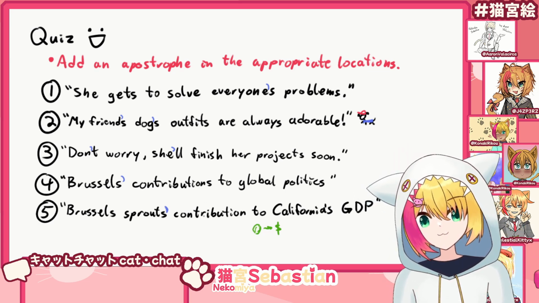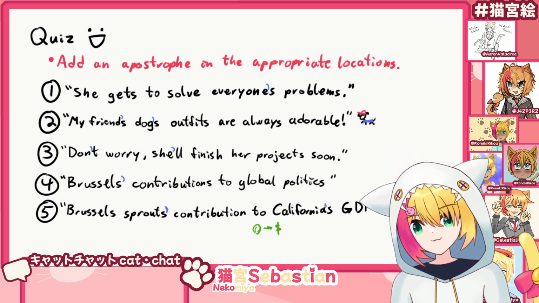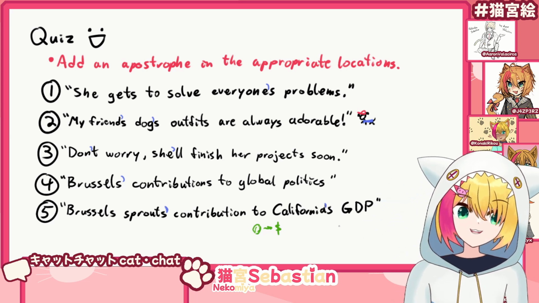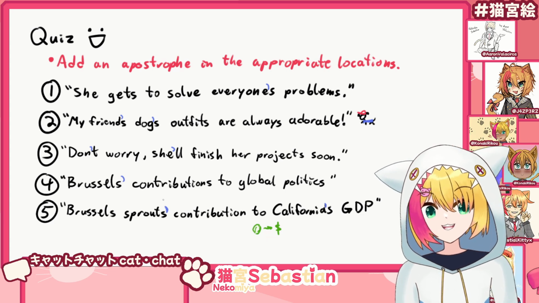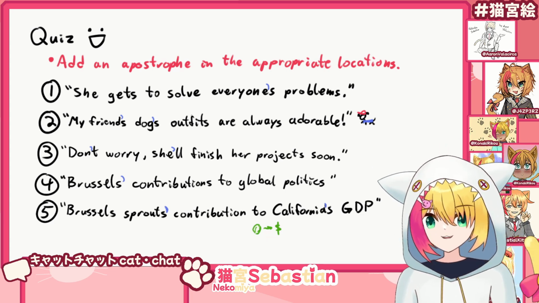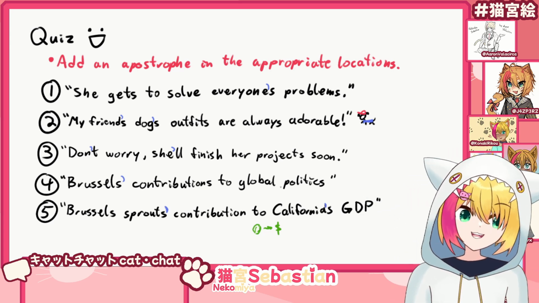Oh, I already put that there. Well, California's GDP, my bad. Well, you got a freebie there. Nice. You know that already from the possessives like everyone's problems and friend's dogs. Y'all know that already. I give you a freebie.